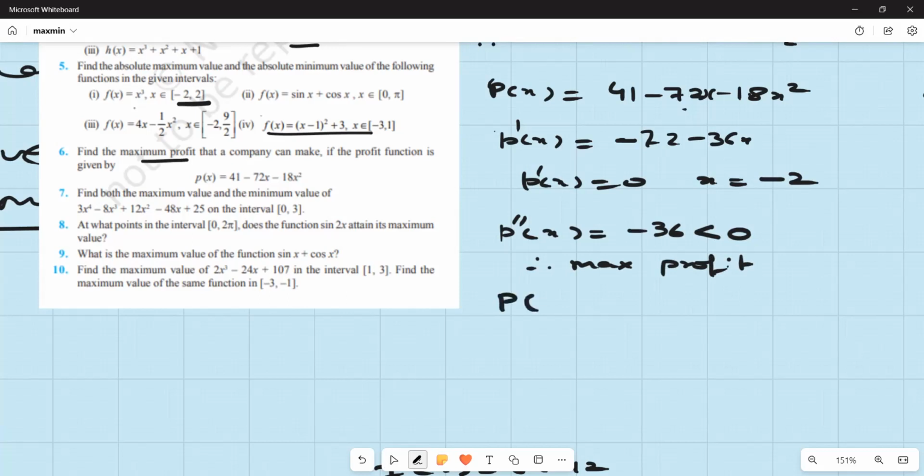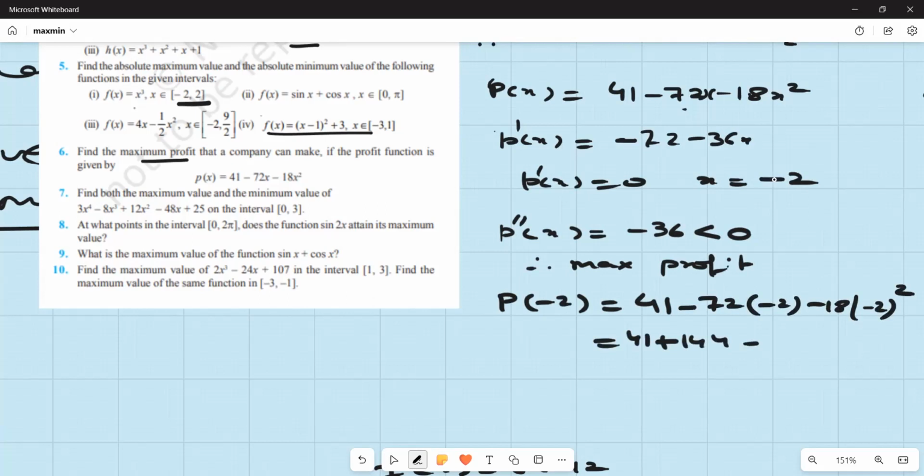So what is the profit? P of -2 will be 41 minus 72 into -2 minus 18 into (-2) squared. So 41 plus 144 minus 72, which is 72 plus 41, that is 113. So this is the maximum profit. Okay, बच्चे?